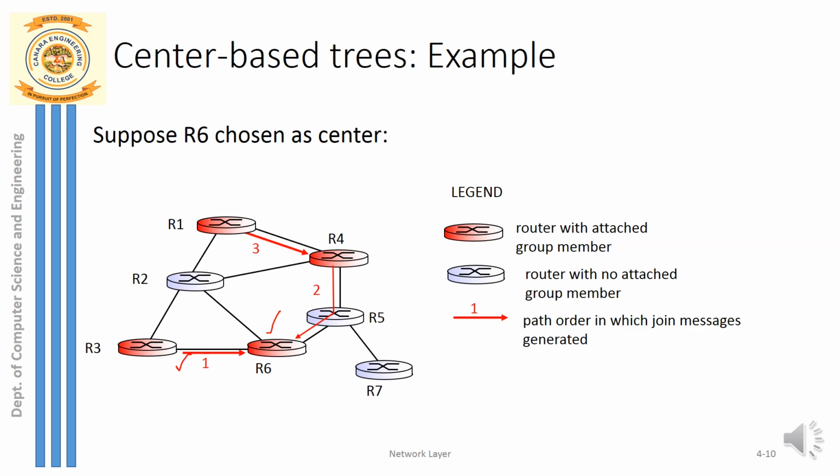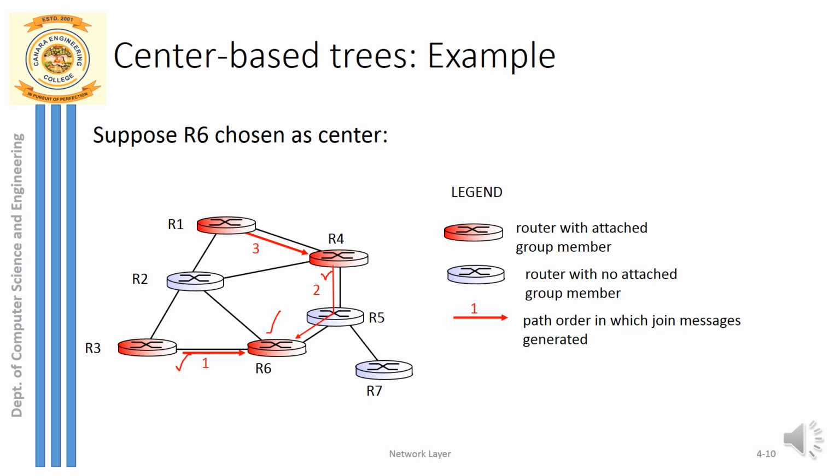You can just see who is sending the join message. R3 is first sending the join message. Next, R4 is sending the join message via R5. You can see R5 is an intermediate router that is not participating, but still it is just forwarding that join message to R6. R1 also is trying to join through R4, and R4 will send to R5. Finally it will reach R6. So there should be a link that is created via R1, R4, and finally R6. Okay, this is how the multicasting tree is constructed.